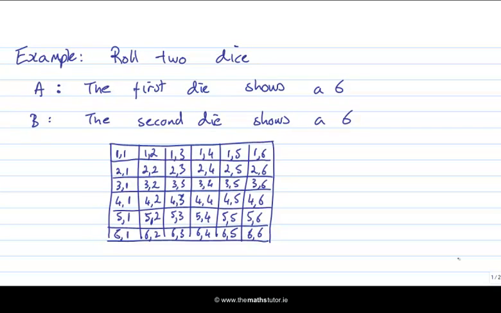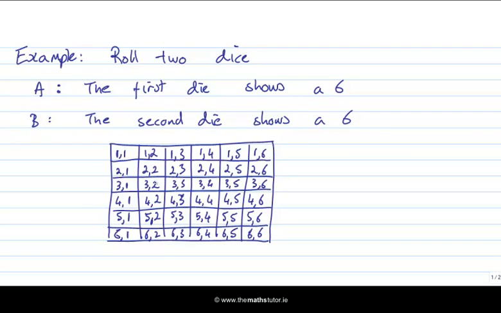Here's our two-way table, and we've got all the outcomes in, and each outcome is a pair of numbers. When we roll two dice, we get a pair of numbers, and the first number of the pair represents what the first die shows, and the second number represents the second die. So for example, a 3, 2 down here means that the first die showed a 3 and the second die showed a 2. Here's our sample space.